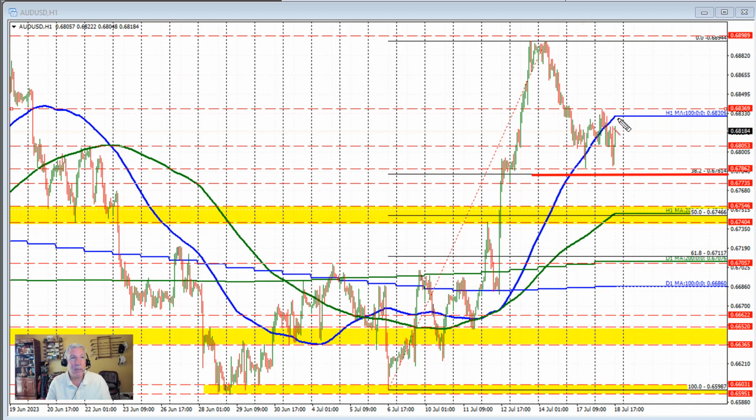As mentioned on the top side, we need to get and stay back above the 100-hour moving average. With that moving to the upside, maybe it'll become more and more difficult to extend that level. So don't be surprised if you see some sellers near the 0.68306 level, but getting below that 38.2% retracement is still key. So up and down price action in the US dollar trading here today, and that's being reflected in the Aussie versus US dollar as well.